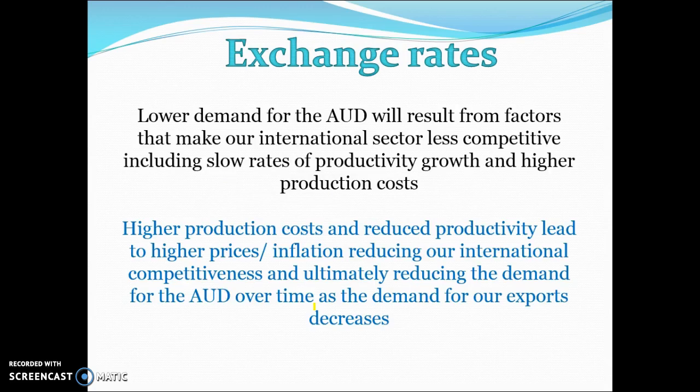And last one, exchange rates. Lower demand for the Australian dollar will result from factors that make our international sector less competitive. So slow productivity growth and higher production costs can all lead to a lower Australian dollar. Higher production costs and reduced productivity lead to higher prices, reducing our international competitiveness, and can also reduce the dollar. So a decrease in international competitiveness can lead to a reduction in our dollar because we sell less exports and potentially purchase more imports over time.